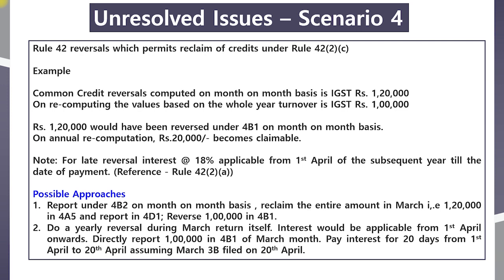Alternatively, we may consider doing the entire reversals in the March return itself. However, interest might apply because Rule 42 Subrule 2 Clause A says that the interest is applicable with respect to common credit reversal with effect from 1st April of the subsequent year till the date of payment. Ideally, this should have been the due date of March month rather than 1st of April, but given that scenario, probably for 20 days we might end up paying interest. We may have to take a call. Ideally, we may go with the first approach to avoid the interest repercussions.